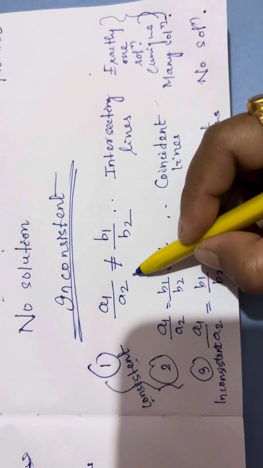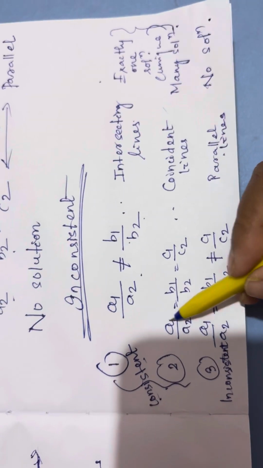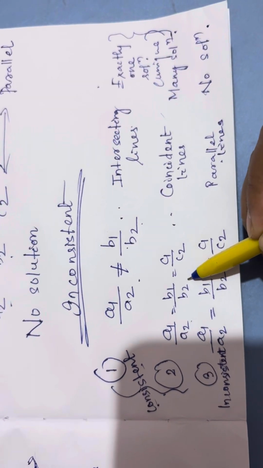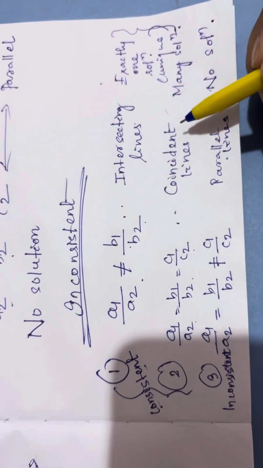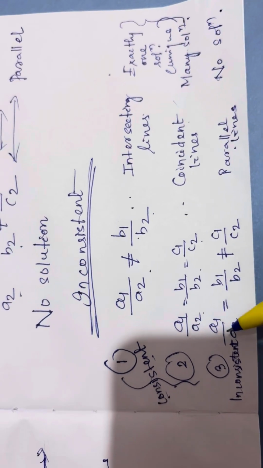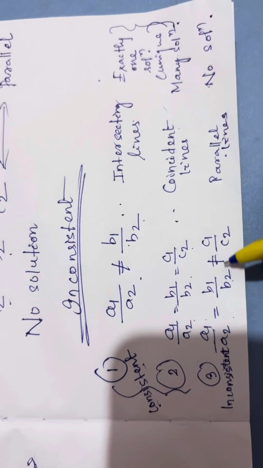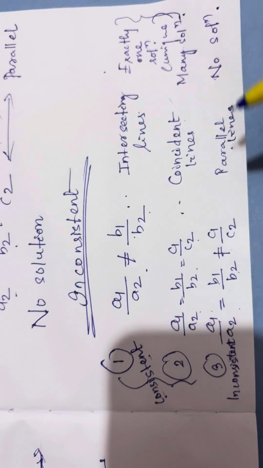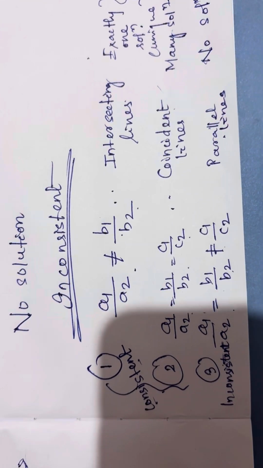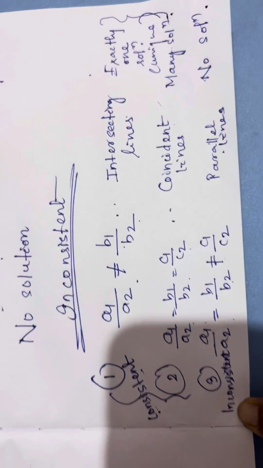Okay. a1/a2 not equal to b1/b2: intersecting lines. a1/a2 = b1/b2 = c1/c2: coincident lines, many solutions. Coincident lines means they will overlap with each other. And third condition, a1/a2 = b1/b2 ≠ c1/c2: parallel lines, they will never touch each other. So no solution. Hence the system of linear equations is inconsistent.